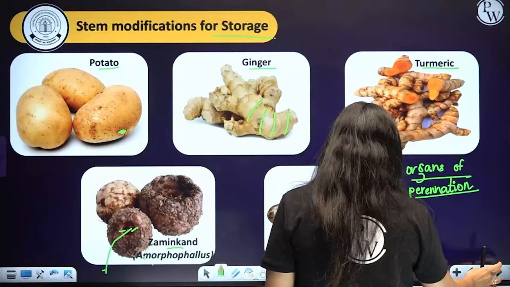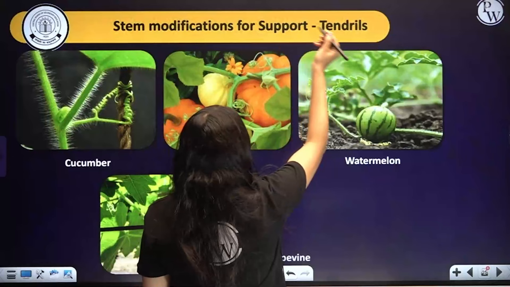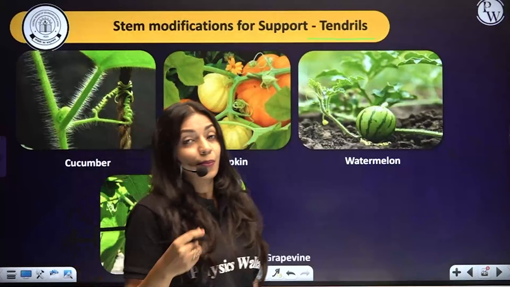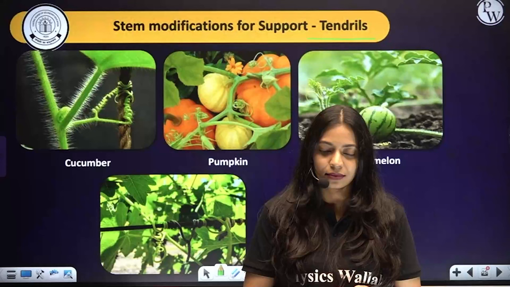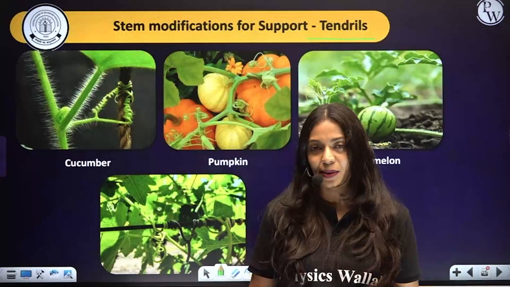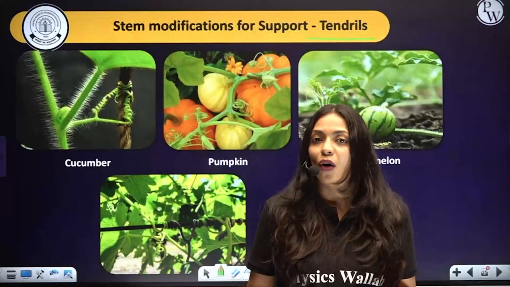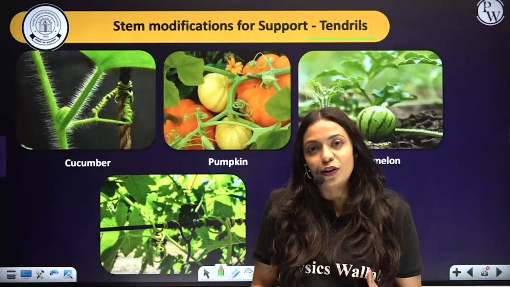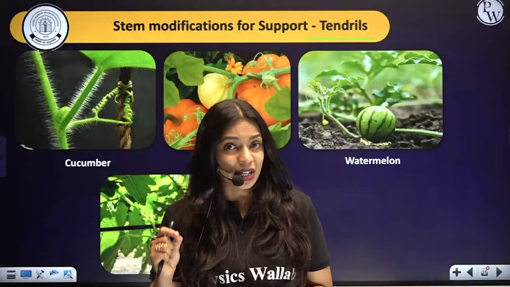Now, let's look at some modifications. Stem modifications in the form of tendrils. You know, in some plants, the stems are very tender and very slender, very weak stems. They do not have very strong, solid stems. And in some plants that climb or that run on the surface of the soil, there will be a need of additional support. In such cases, the axillary bud present in the stems will get modified into tendrils.